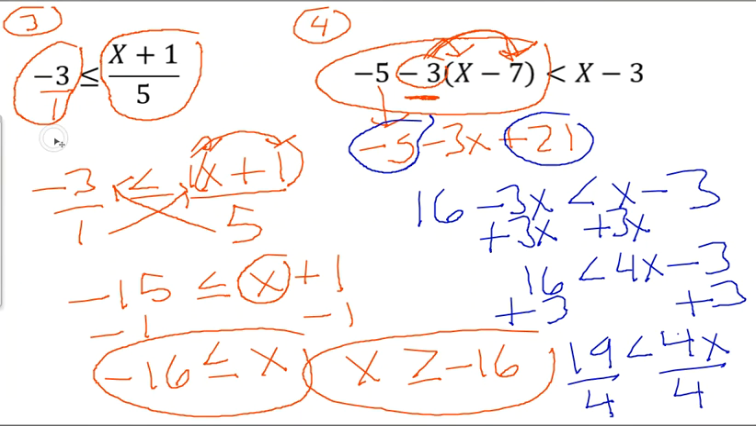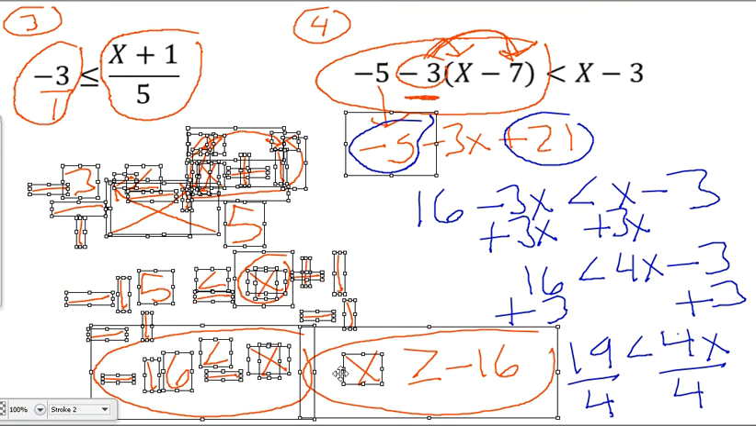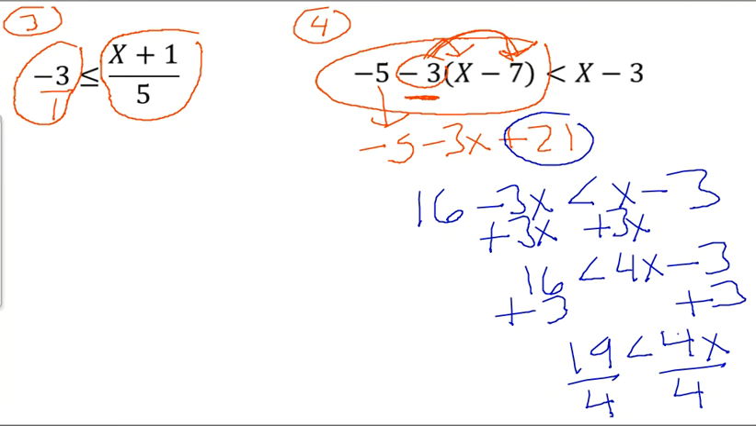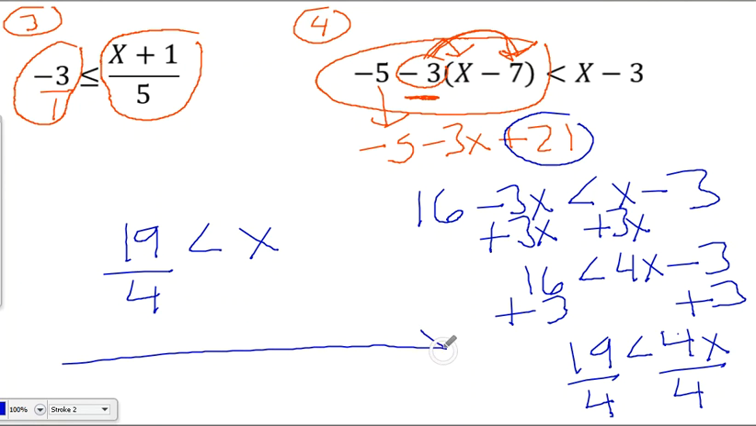And you guys were not scared of fraction answers. We know that that's okay, because for this one we get a fraction answer. 19 divided by 4 is less than x. Okay, and if I were to graph this solution, 4 goes into 19 4 times with 3 left over. Okay, so 19/4 is just the same as 4 3/4.